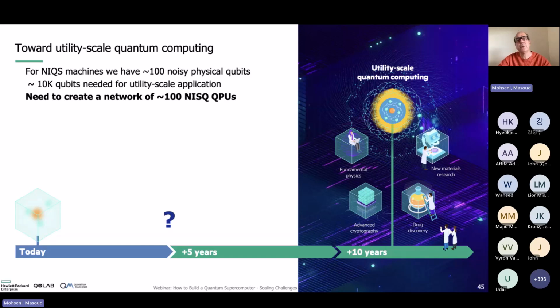Today we have NISQ processors that are small and noisy. We have around 100 qubits, but for any realistic application, we need 10,000 variables. So we are much short of what the supply is in terms of number of qubits, and you cannot increase the NISQ beyond that because the errors and coherence effects are going to catch up with you. So you need to potentially create a network of hundreds of NISQ QPUs to maybe do something. I'm going to get back to what that means.